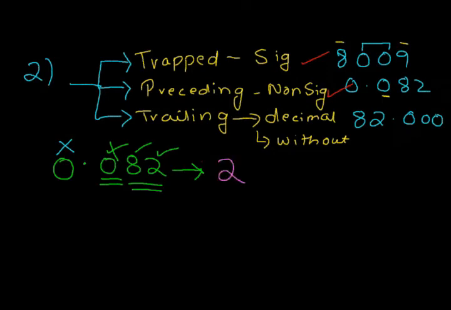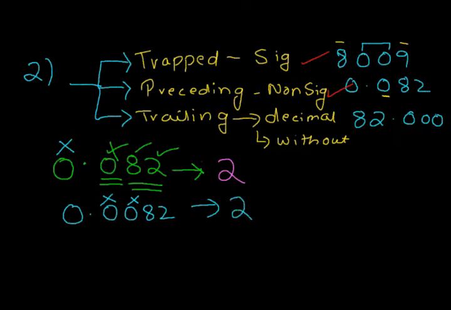Now let us take some more examples. 0.0082. I just increased one more zero. So even in these are preceding zeros. These do not have any significance. It just tells us the decimal place of digits 8 and 2. Hence again the total number of significant digits is 2.